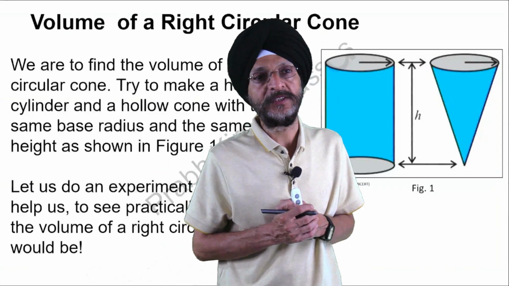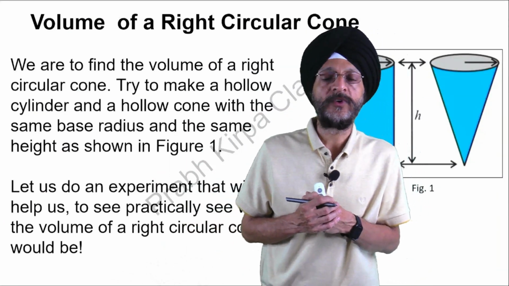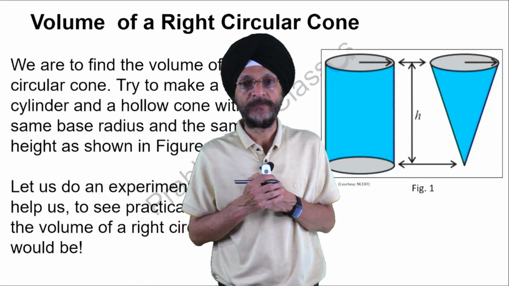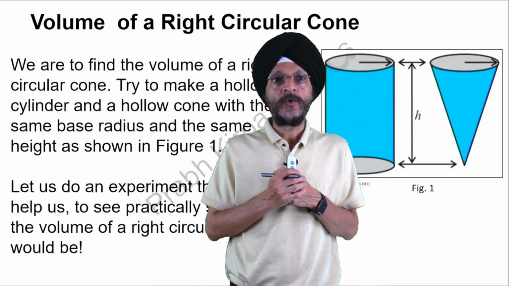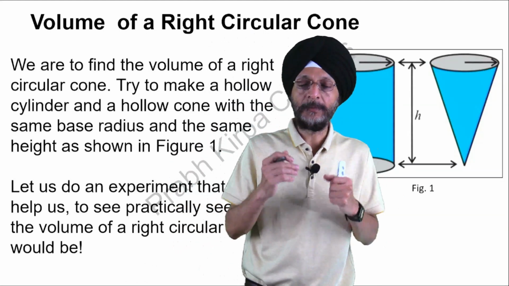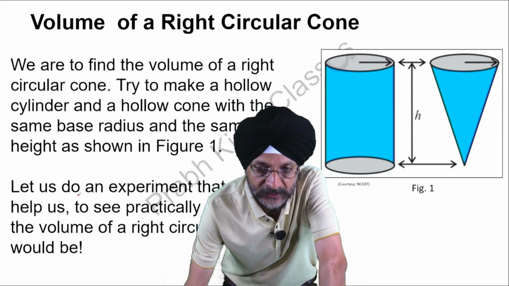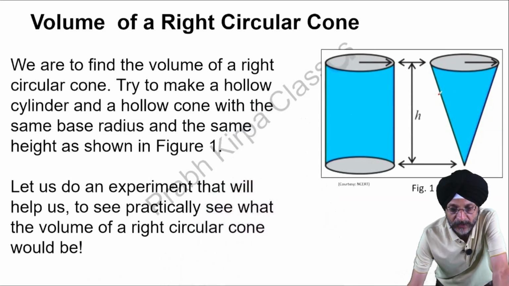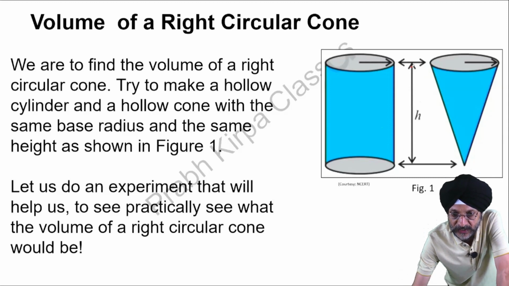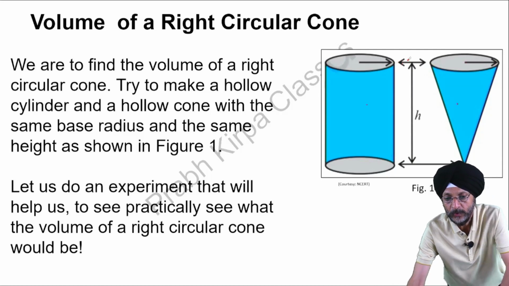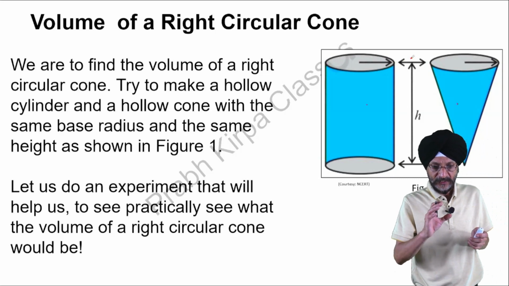Now the topic before us is volume of a right circular cone. We have already learnt what is the meaning of right circular cone. Now we will do an experiment to find out the volume of a right circular cone. For that purpose, we make a hollow cylinder as well as a hollow cone which have the same height. You can see here that this cylinder and this cone have the same height, and the base radius of both, that is the cylinder as well as the cone, is the same. You can see here that this is the radius of cylinder and this is the radius of the base of the cone, which are same.